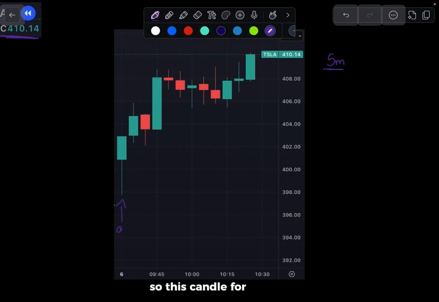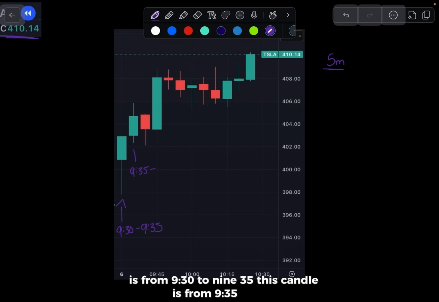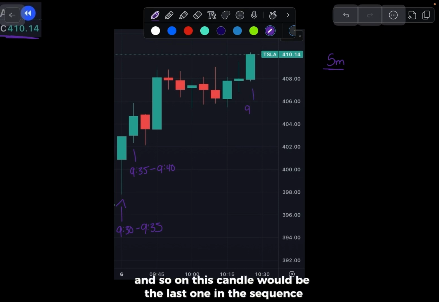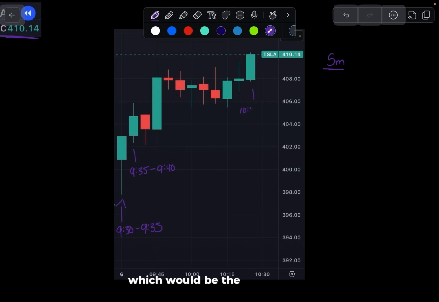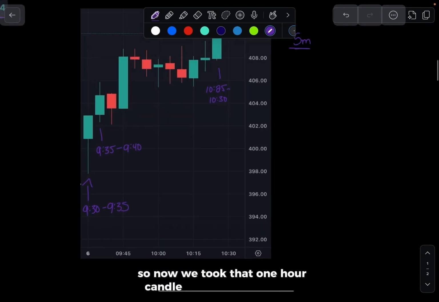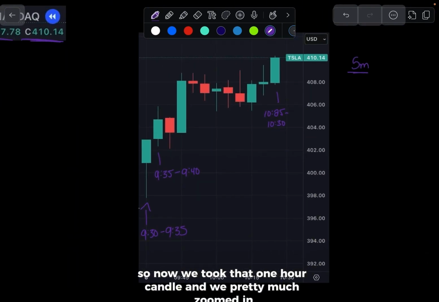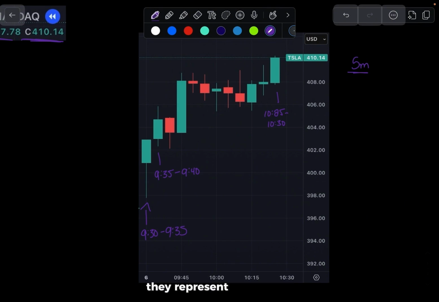So this candle, for example, is from 9:30 to 9:35. This candle is from 9:35 to 9:40, and so on. This candle would be the last one in the sequence, which would be the 10:25 to 10:30 candle. So now we took that 1 hour candle and we pretty much zoomed in. So instead of each candle representing 1 hour, they represent 5 minutes.